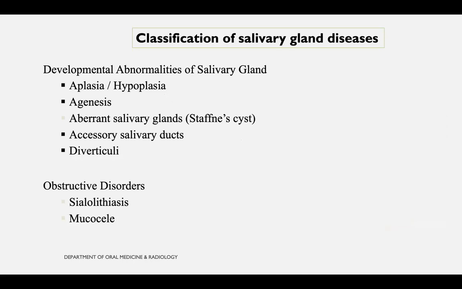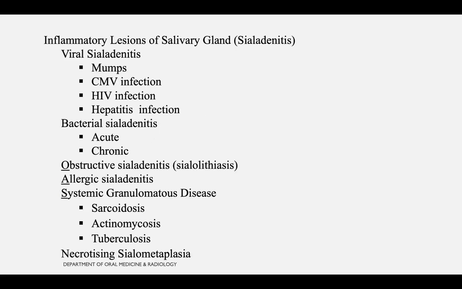Classification of salivary gland disorders. The classification is based on the following subdivisions. First, we begin with the developmental abnormalities of the salivary gland, which include aplasia or hypoplasia, agenesis, and aberrant salivary gland. An example is Stafne bone cyst, accessory salivary ducts, and diverticuli. Obstructive diseases include sialolithiasis and mucocele.